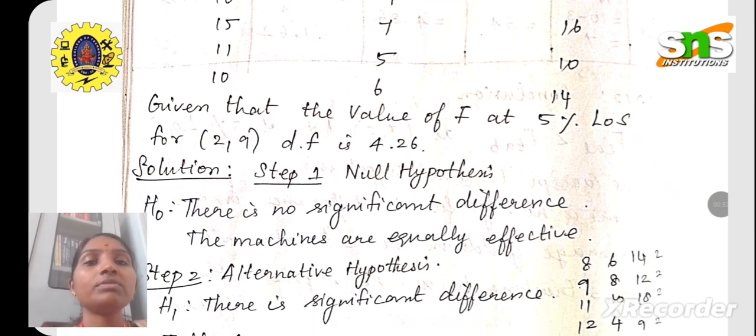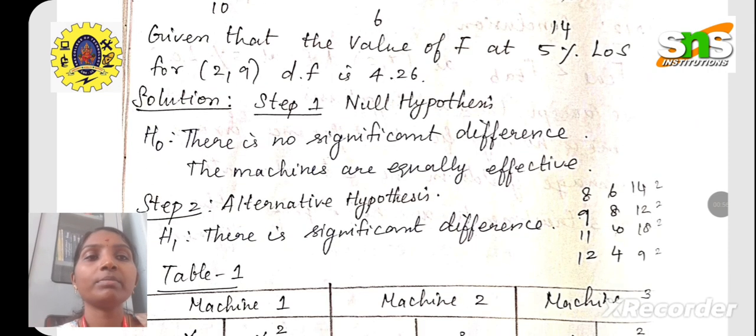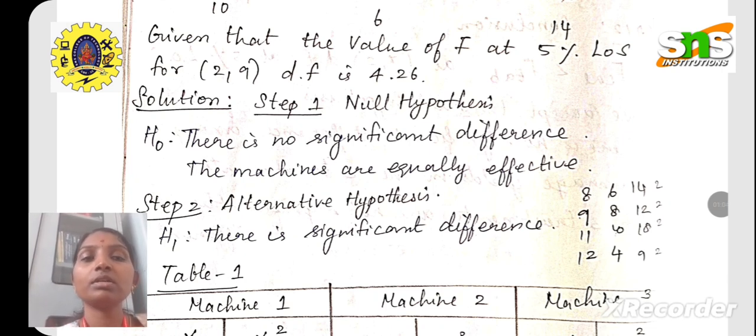So as always, we will be starting with the null hypothesis, which is H0: there is no significant difference between the machines, which means the machines are equally effective. And step 2. What will be our step 2? It is our alternative hypothesis, that is, there is significant difference between the three machines given.